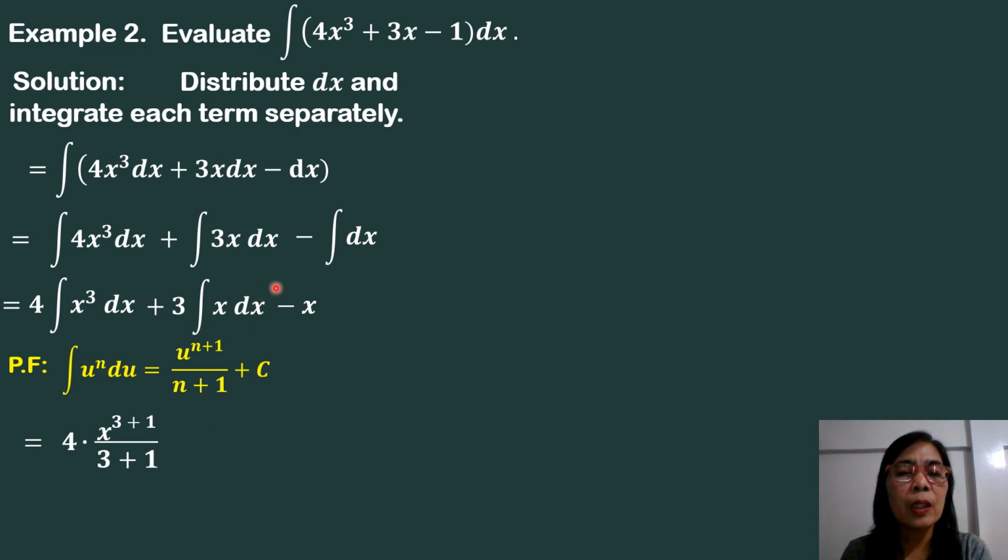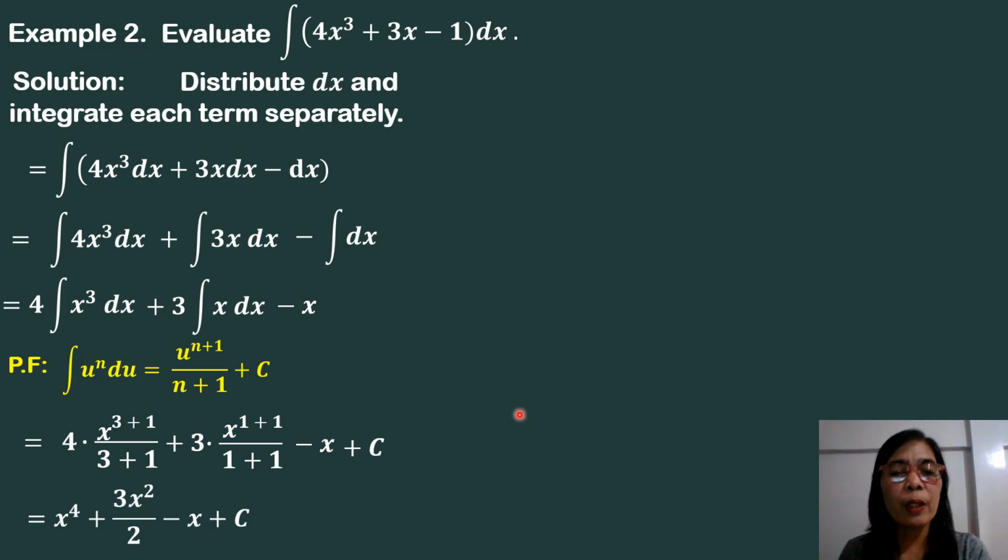Similarly, in the second term, our u in here is x, n is 1. And so we therefore have 3 times x raised to 1 plus 1 all over 1 plus 1. The third term does not contain an integral sign, so we just copy. Since we have now eliminated all the integral signs, this is the time that we add the arbitrary constant c. So we are now going to simplify the function to get the final answer.